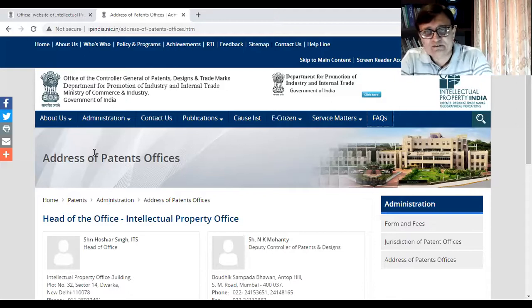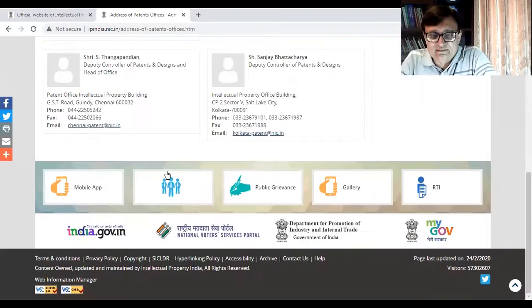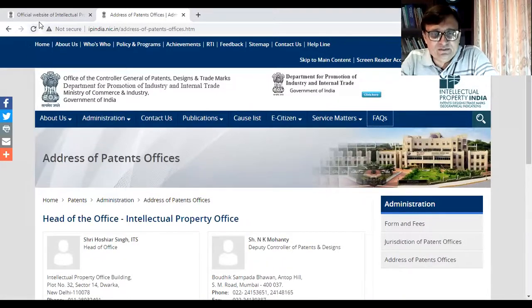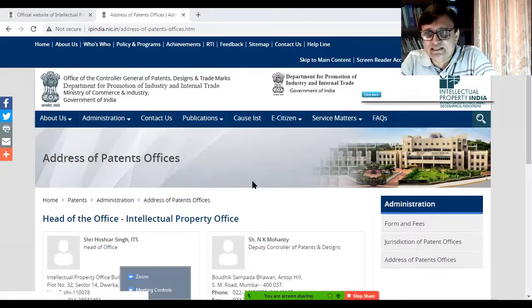This is the website of the Indian Patent Act, ipindia.nic.in. You go on it and find out the various things. What kind of mobile applications, public grievances, gallery, RTI information, all these are given on this. This is what I want to explain to you, that this website includes so many things regarding it.